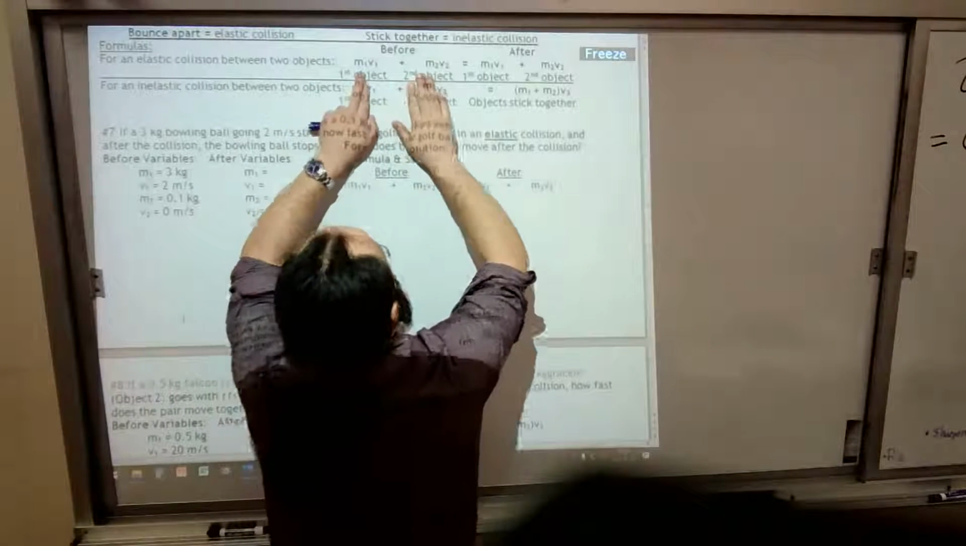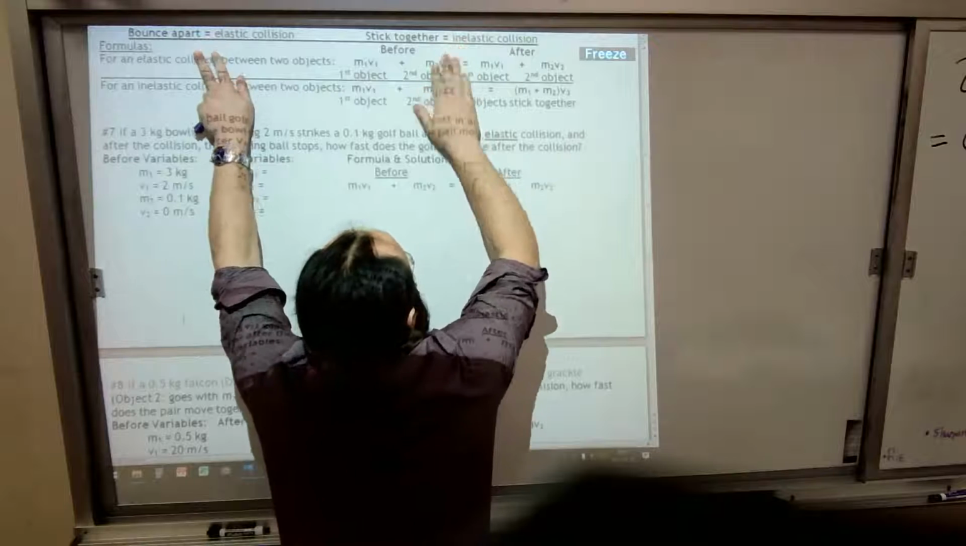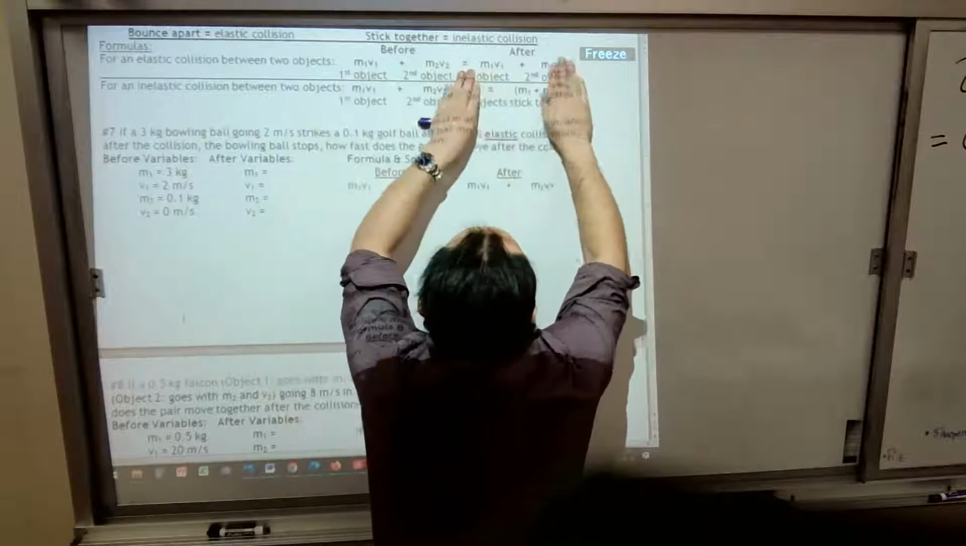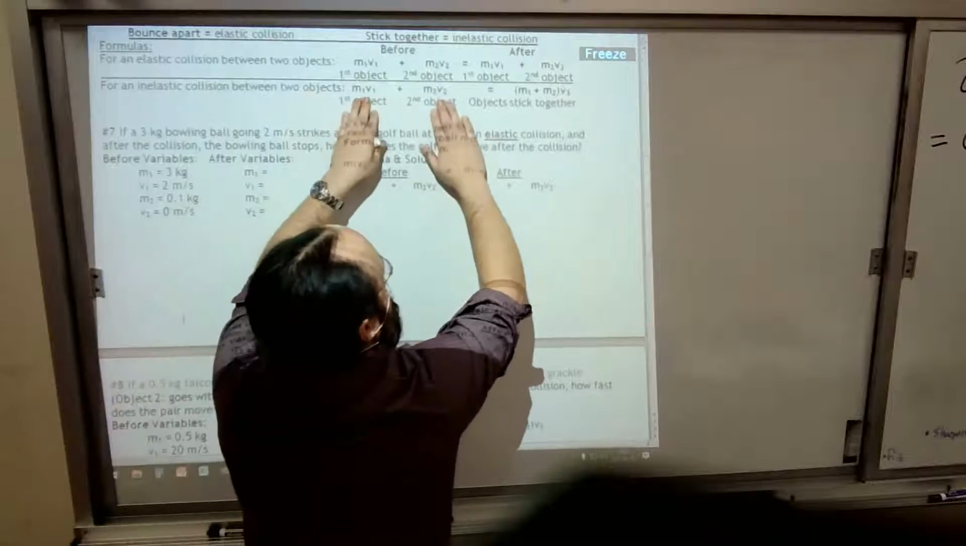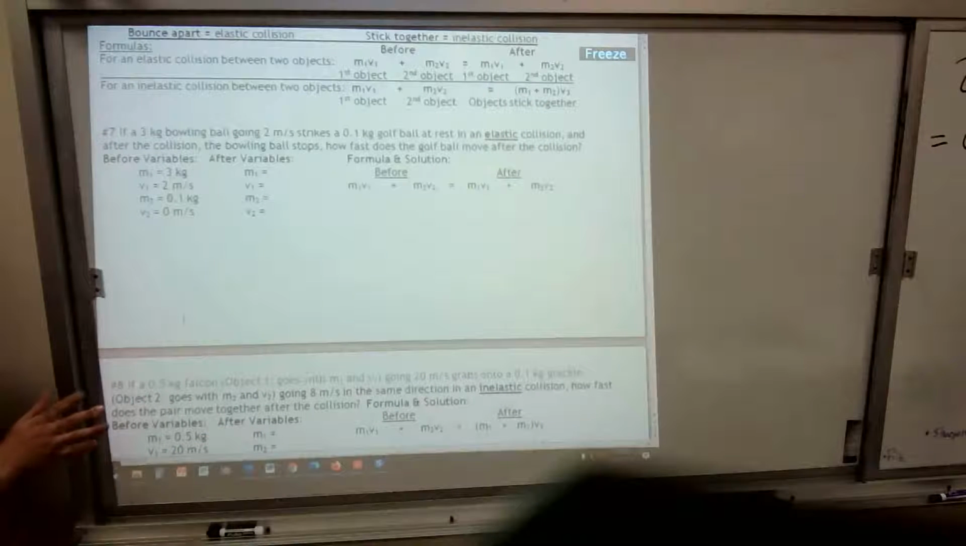That's where they bounce apart. See, it says if it bounces apart, it's elastic. If it sticks together, it's inelastic. So this is elastic because you got two objects, and then they bounce apart, and then you still got two objects. When we do inelastic, two objects, and then they stick together. You can see the math even says they stick together. But right now, it's elastic, so let me show you this example.